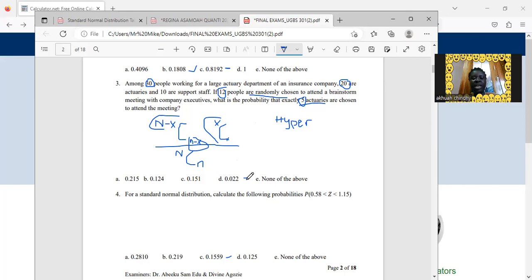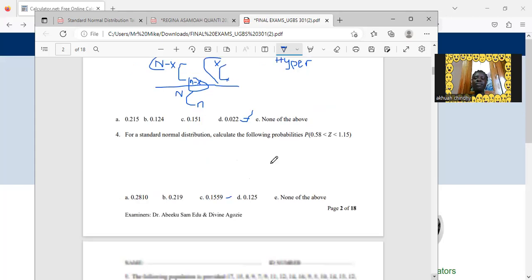So 0.022. That's basically how to use the calculator. But try it out and see whether you get the answer. So this is the formula you use. So I know number 4, you can do it.